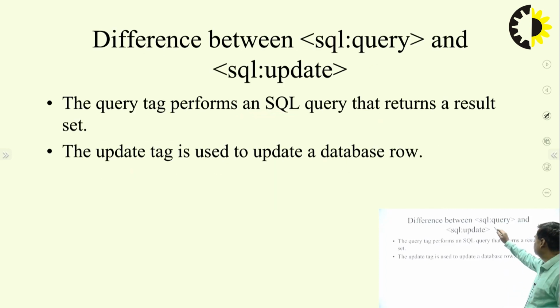Now, one of the differences between query and update JSP action that I want to highlight is that for the query tag, whenever you are performing a query, it will return a result. In case of update tag, basically it will update the database. Either it is a number of rows, it is one row, it is an updation at the database level. But in case of query, we are retrieving the value from the database. We are taking value from the database. So whenever the query is executed, it will return a result.